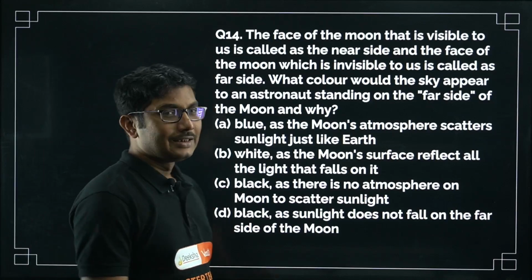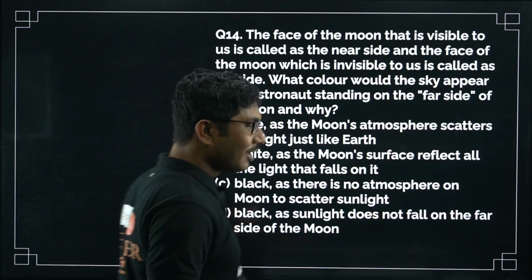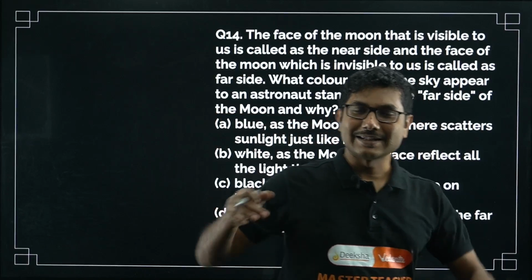Okay, so basically even if it is the far side of the moon, the sunlight does fall on it, and it is like a night sky.